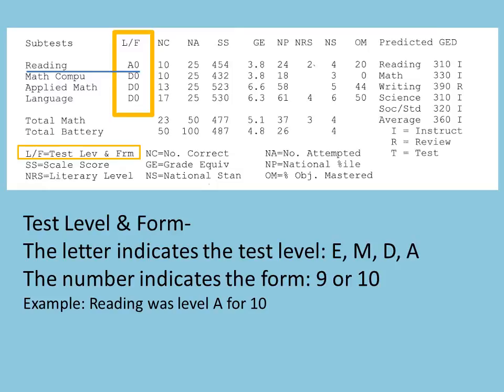The purpose of having 2 versions is so that you don't see the same questions if you're still testing at the same level. So on your score printout, you'll see a level and a form. Like here, we see that the reading level is A and the form is 10. Notice that the computer uses a 0 to show form 10.